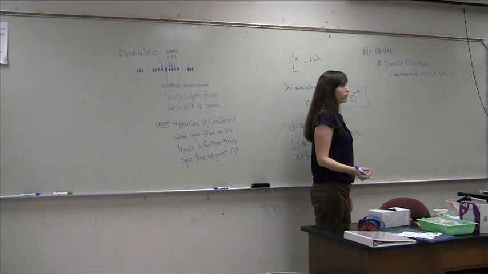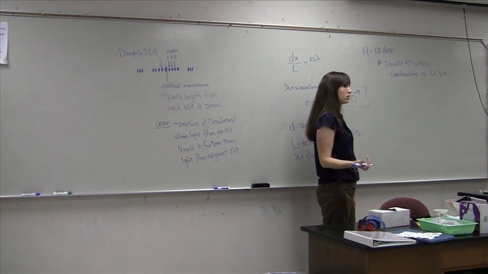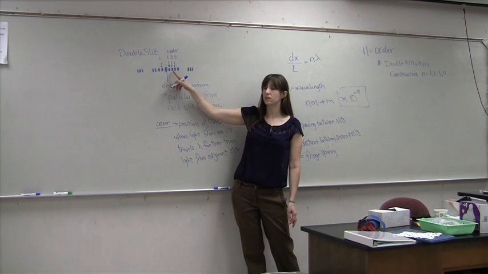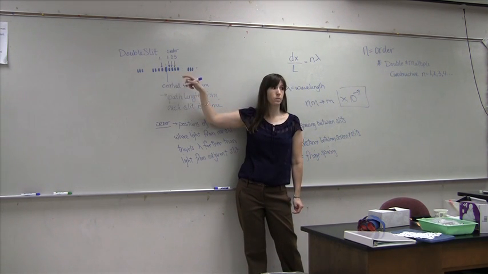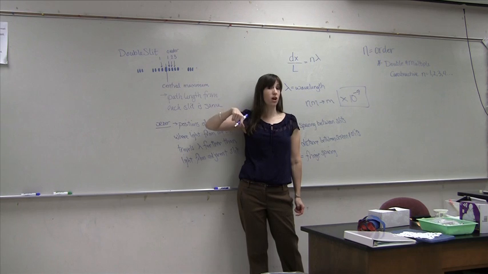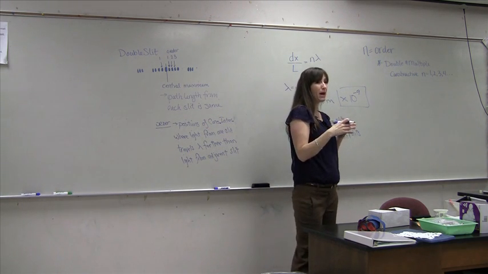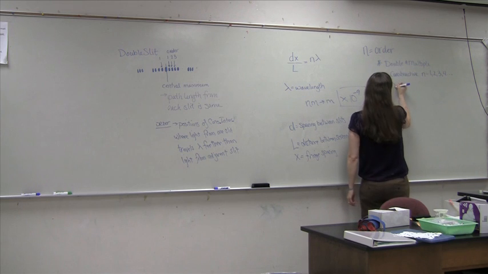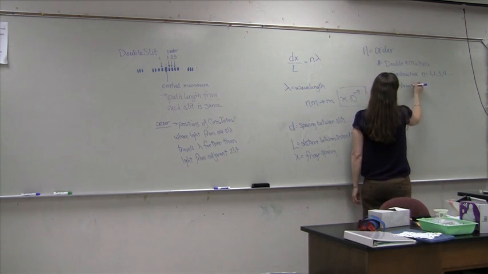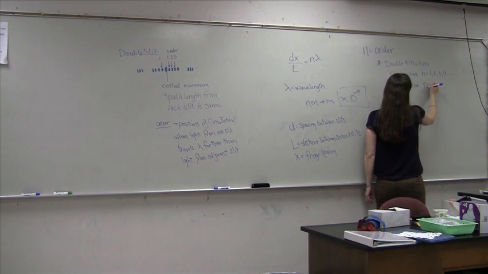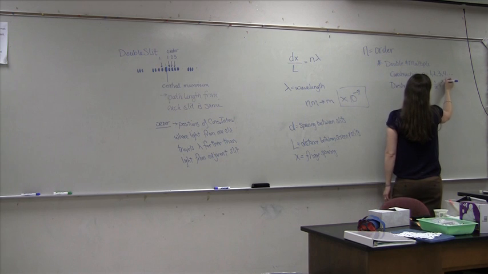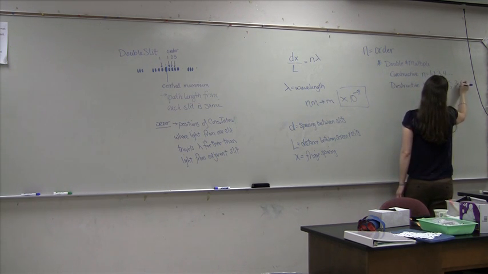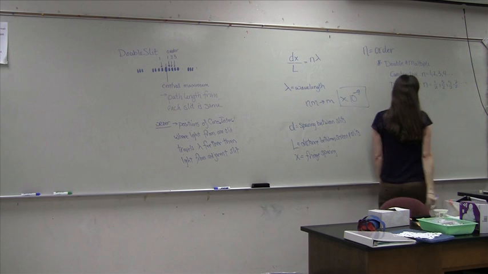So what do you think is going to happen for destructive? To have destructive, I have to have a what and a what arriving in the same place at the same time? A crest and a trough. Crests and troughs are off by how much? Half a wavelength. So to have destructive interference, N has to equal 1/2, 3/2, 5/2, 7/2, on and on and on.